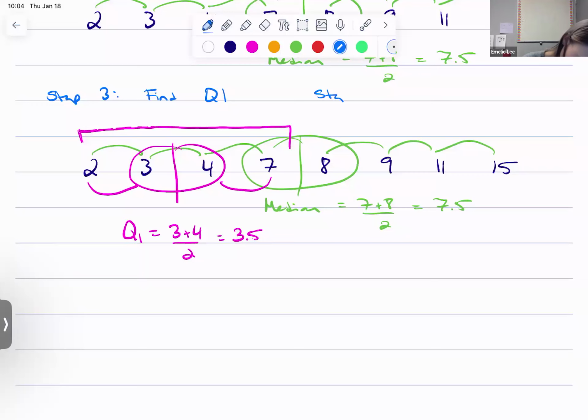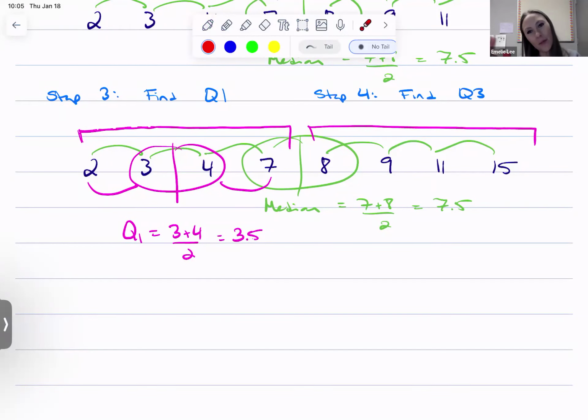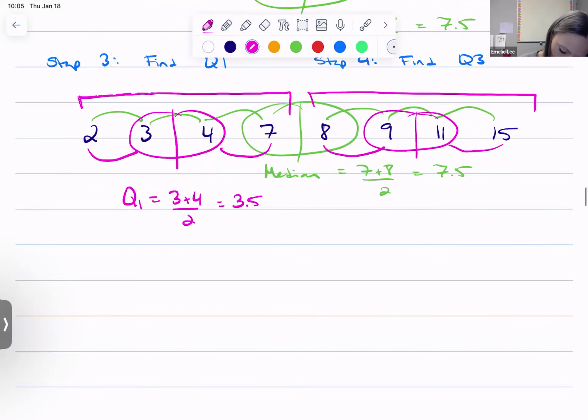I'll say step 4 over here, find Q3. Sometimes I do a subscript, sometimes I don't. Hopefully it's okay. So now I'm finding the midpoint of the upper half, right? And so now I want to use 8 to 9, 15 to 11, and I land on these. And so then Q3 is 9 plus 11 divided by 2, which I feel like might be 10.